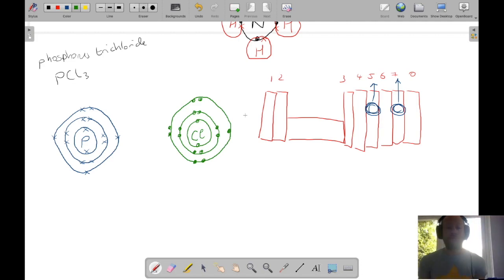Good. Right. So, how are these going to join on? Well, look, it's very similar to what we did with the hydrogen. If you look at the chlorine, there's one space there. And look, we've got 1, 2, 3 spaces for the phosphorus. So we need to stick these together so that the one space on the chlorine matches with where the spaces are in the phosphorus. Let me just scroll down a little bit.